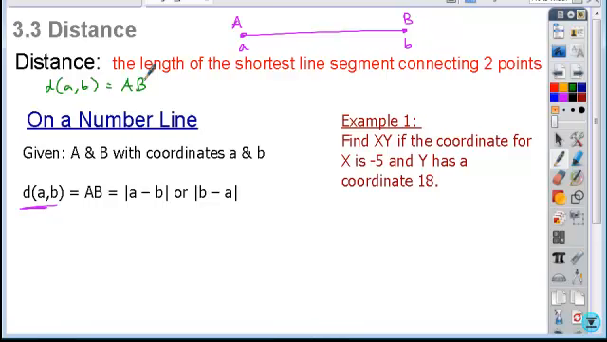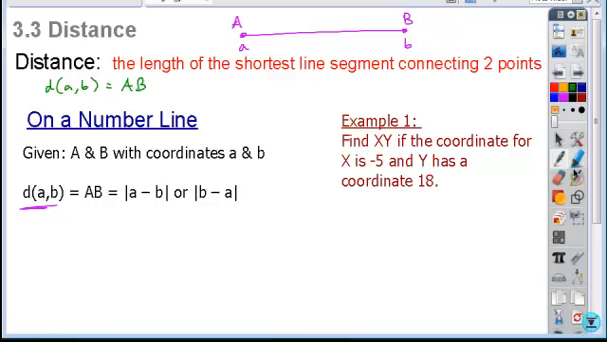Okay? And there's 2 different ways that we're going to measure distance. We're going to measure it on a number line, so a single dimension, and then we're going to measure it along a coordinate plane, along 2 dimensions. So when we're measuring a distance on a number line, it's a real simple calculation.